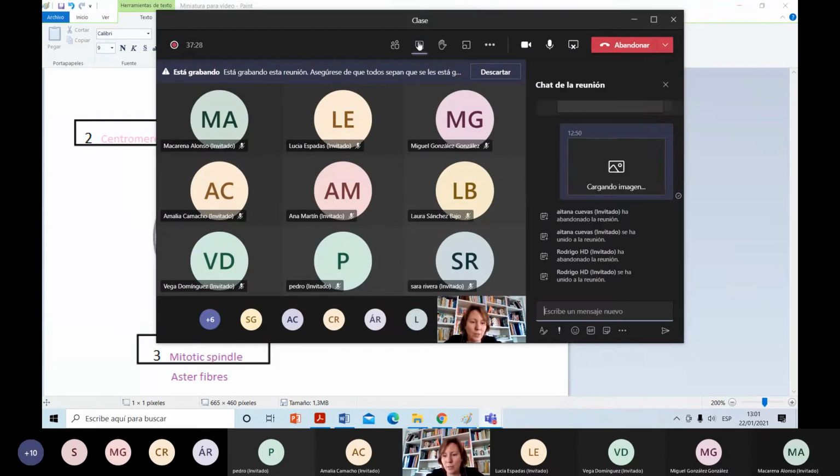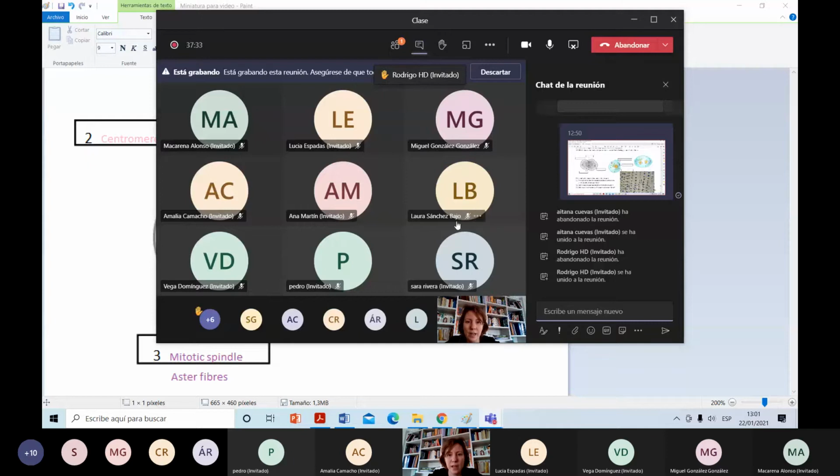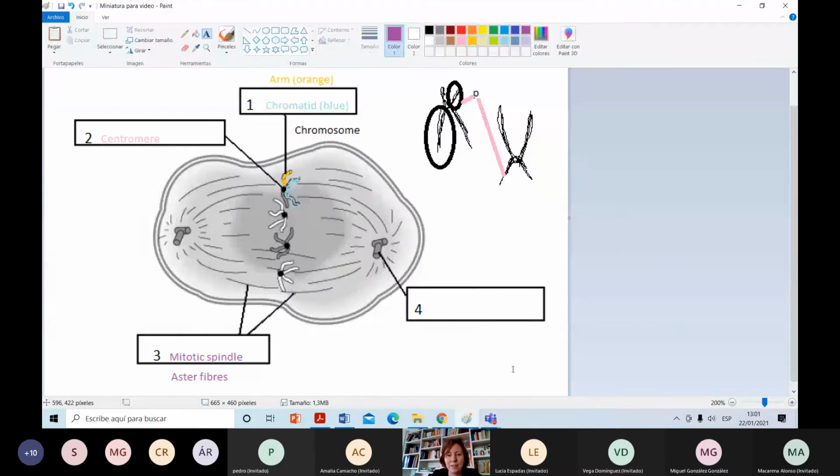Está por ahí, pero no se puede comunicar con nosotros. Someone raising the hand. Rodrigo, ¿ya me ves o no? Sí, profe. Muy bien.